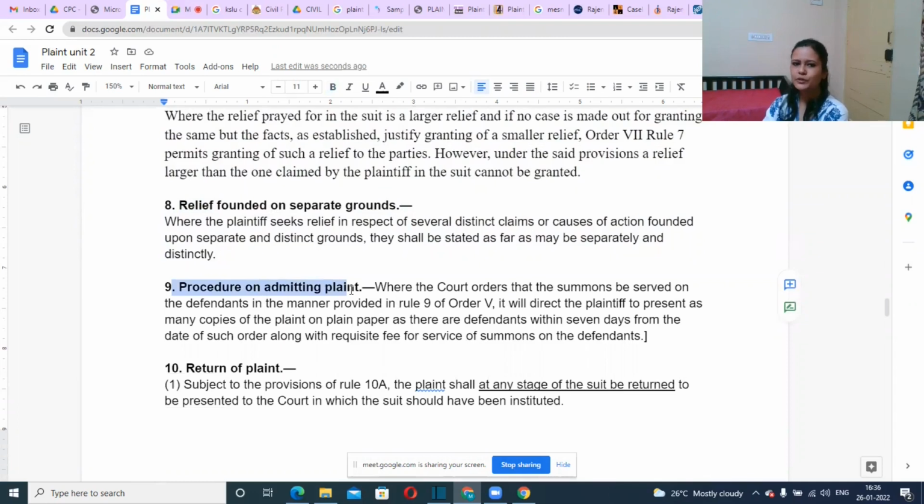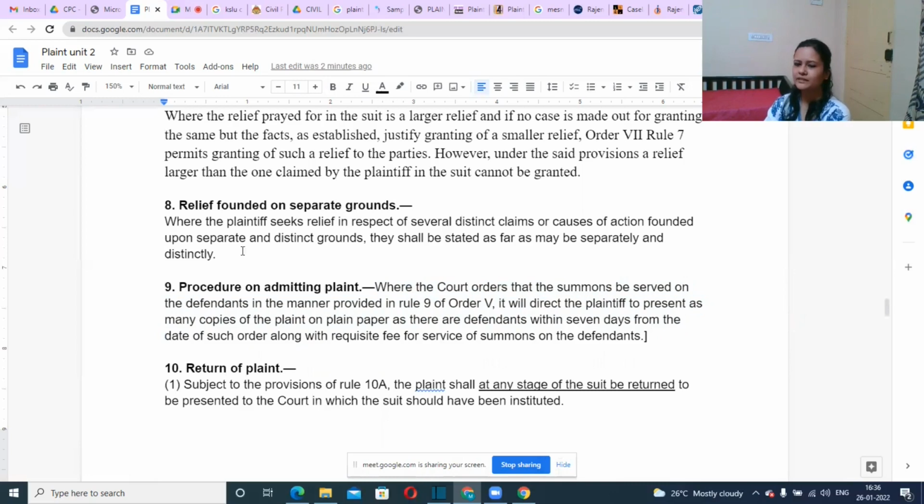Rule 9 is procedure on admitting plaint, where the court orders that summons be served on the defendant in the manner provided in Rule 9 of Order 5. It will direct the plaintiff to present as many copies of plaint on plain paper as there are defendants within 7 days from date of such order, along with requisite fee for service of summons on defendant.